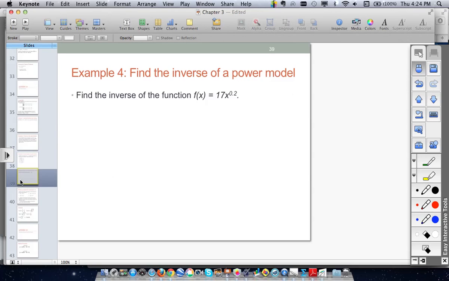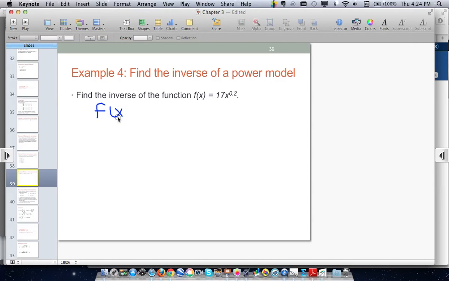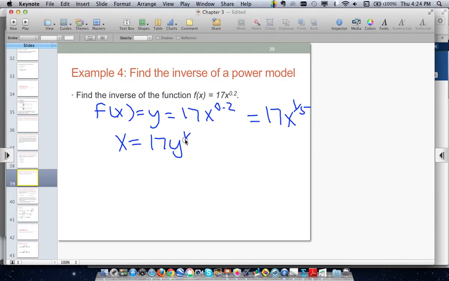What does this look like for a power? So some other exponent. We're going to go through the same process, where we replace f of x with y. And in fact, I'm going to replace that 2/10 with the fraction 1/5. I like dealing with the rational fractions. It makes it a little easier to look at. To write the inverse, we need to switch places. And we want to get y by itself.